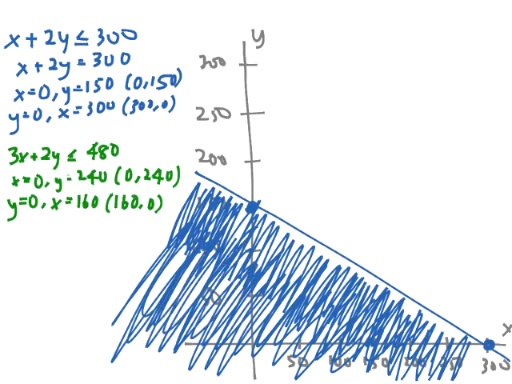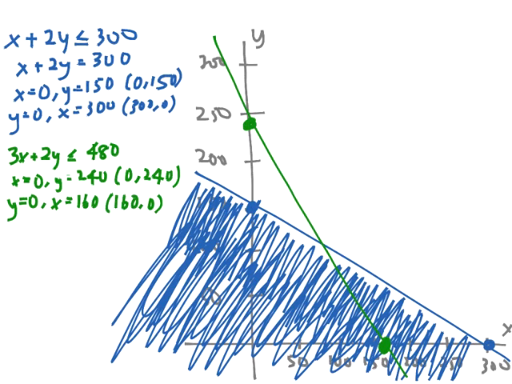Okay, and then for the second inequality, we have 2 points, 0, 240, which might be around here, and 160, 0, which might be around here. So the same thing, you connect the 2 points. Oh, it's not touching. Okay, so you have this straight line.